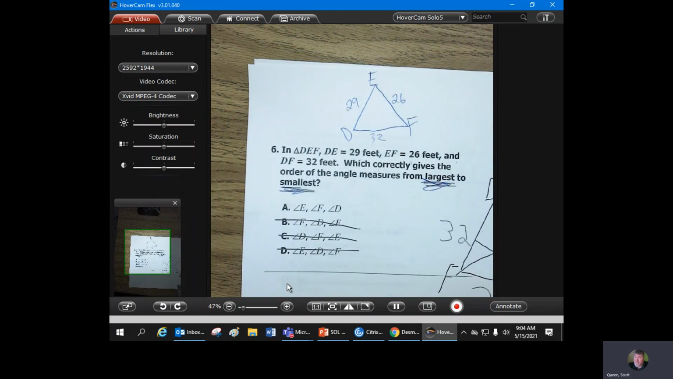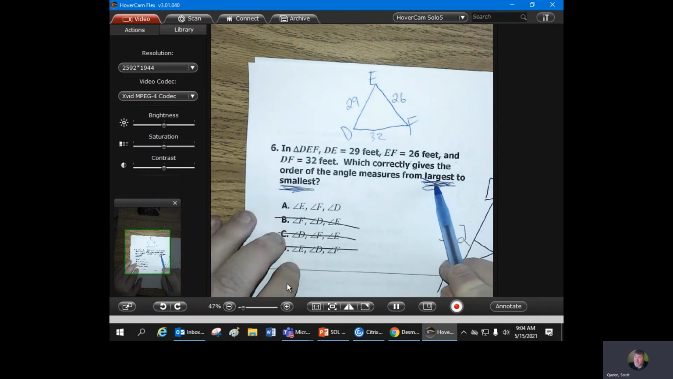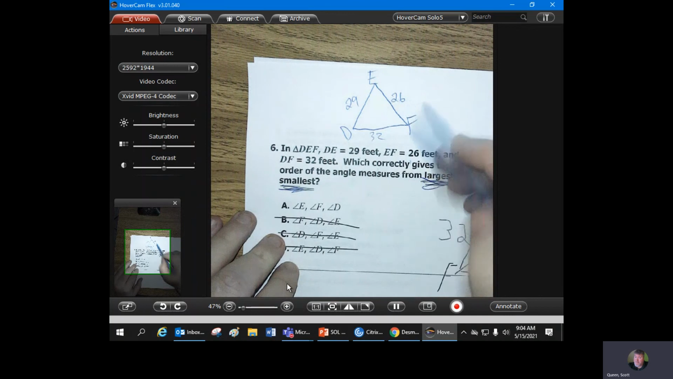Largest to smallest. What you need to remember is associated sides go with their angle, meaning the biggest angle is across from the longest side. Shortest angle, smallest angle is across from the shortest side. Okay, so since it said largest, I'm going to go find my largest side, 29, 26, 32.